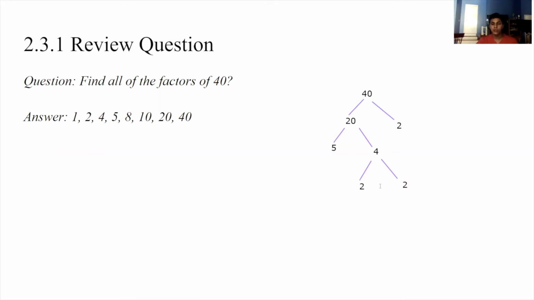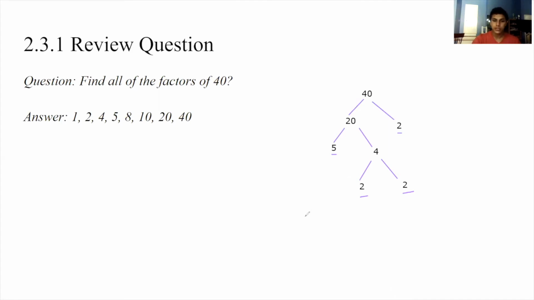So now I'm left with only prime numbers at the bottom of my tree, which means I can just count these prime numbers and figure out my prime factorization. So here I have 1, 2, 3 2s. And then I also have a 5. And those are my prime numbers at the bottom of the tree. And I didn't miss any of them.